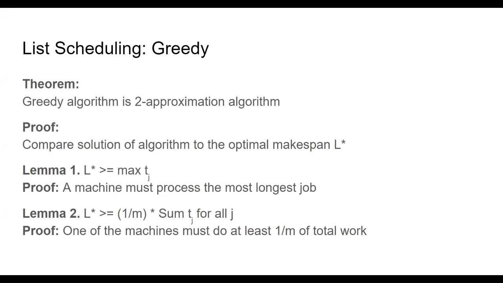And then there are two obvious lower bounds for L star. The first lemma is that the largest job must be assigned to some machine, and the second lemma is that at least one of the machines has to process the total processing time over M.